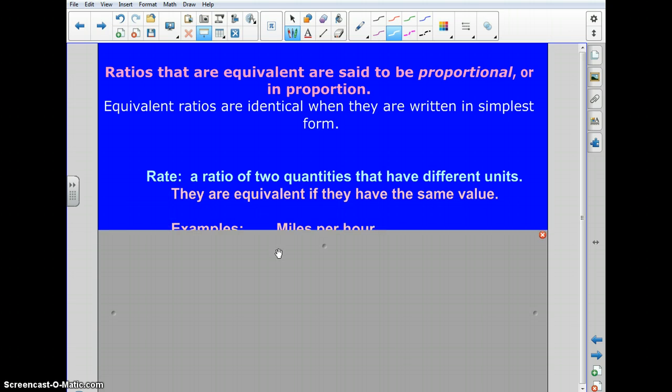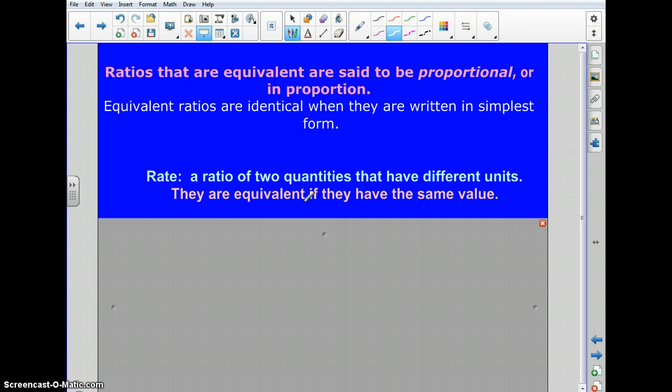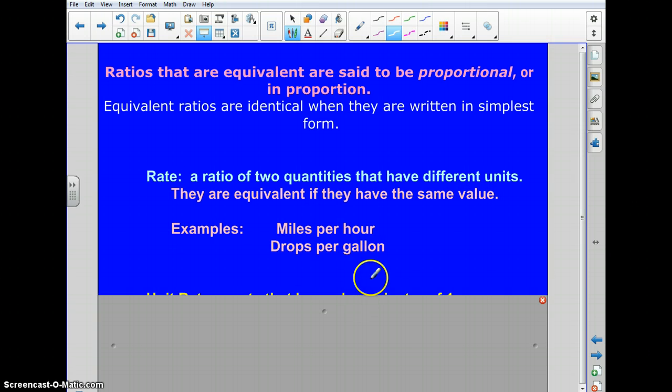So moving on, a rate. Okay, a rate is a ratio of two quantities that have different units. They are equivalent if they have the same value. Once again, same value. We're going to look at a couple examples of what rates might look like. Miles per hour, drops per gallon. When we do a rate, we do things such as 36 miles per gallon, or 26 drops per gallon, or 36 miles per hour, whatever our rate would be, we have two different units that we're using, and we're comparing them.